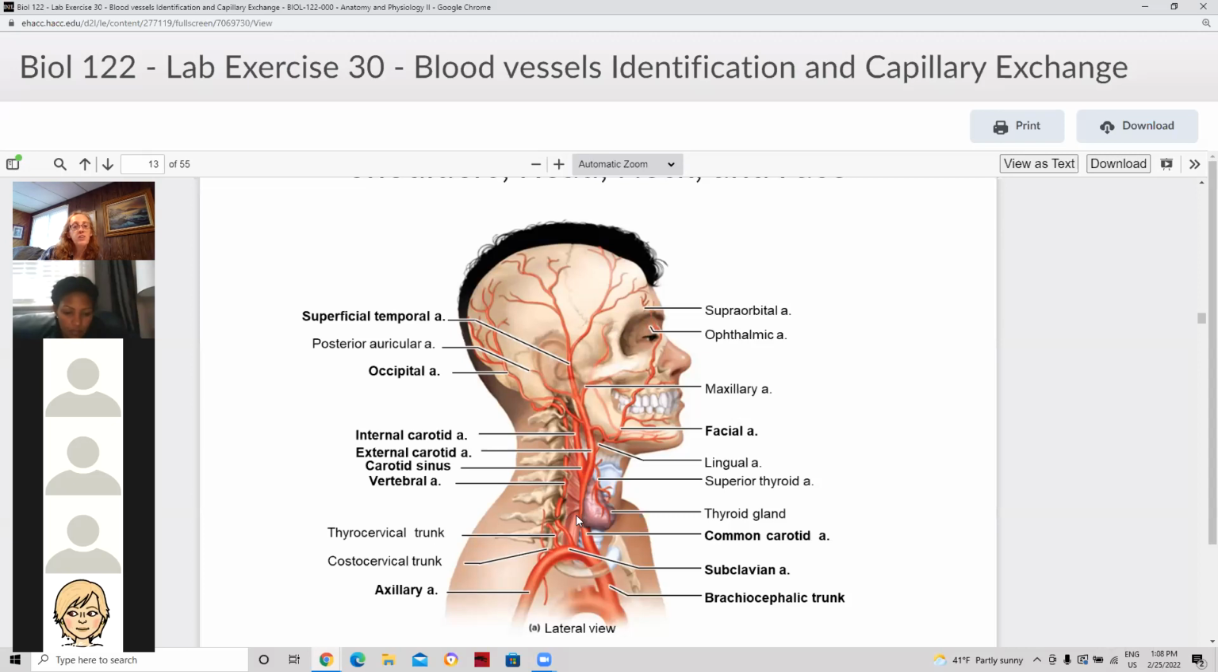So I told you the vertebral artery runs up the transverse foramina of the cervical vertebrae. Brachiocephalic trunk becoming the common carotid. Excuse me, the right common carotid and the right subclavian. Then it becomes the axillary artery.